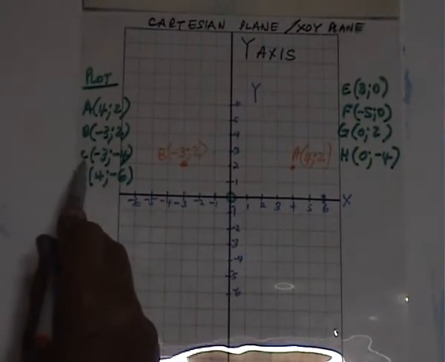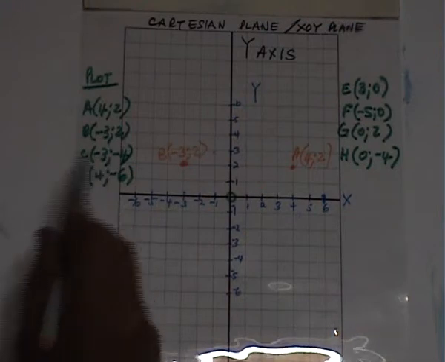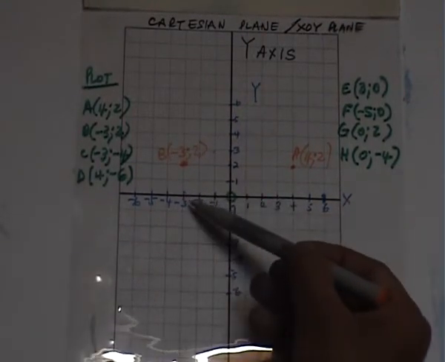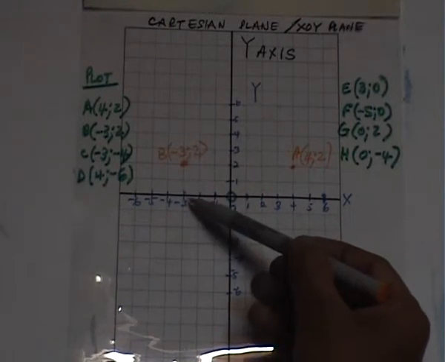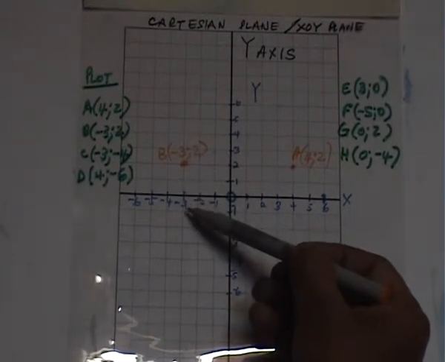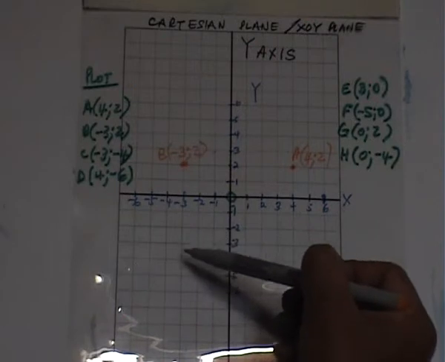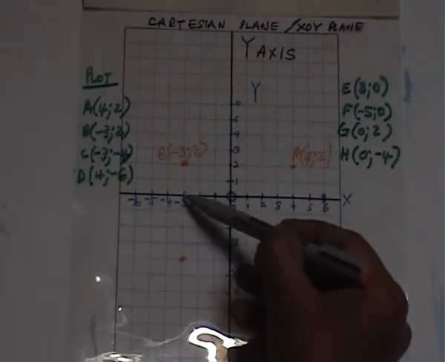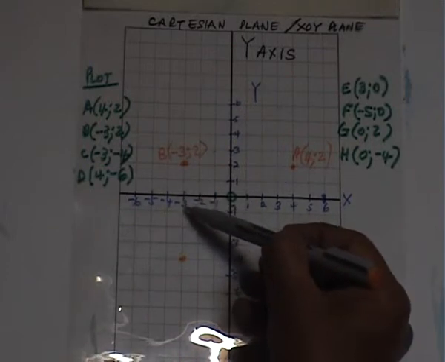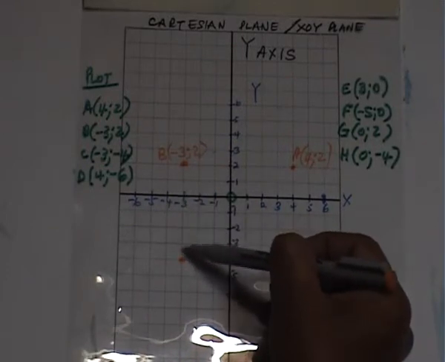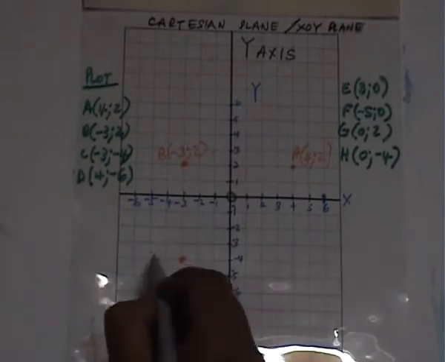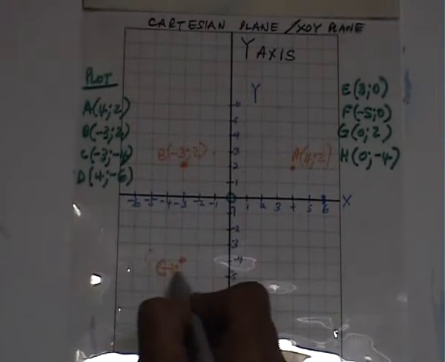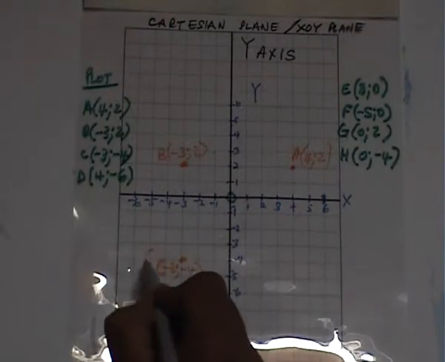C. C is minus 3, minus 4. So I must look for minus 3 first. So I find minus 3 here. And then minus 4 means I must go down 4 units. 1, 2, 3, 4. So it will be here, you see. Look for minus 3 first, and then minus 4 means go 4 units down. 1, 2, 3, 4. So that is C, and it is minus 3, minus 4.